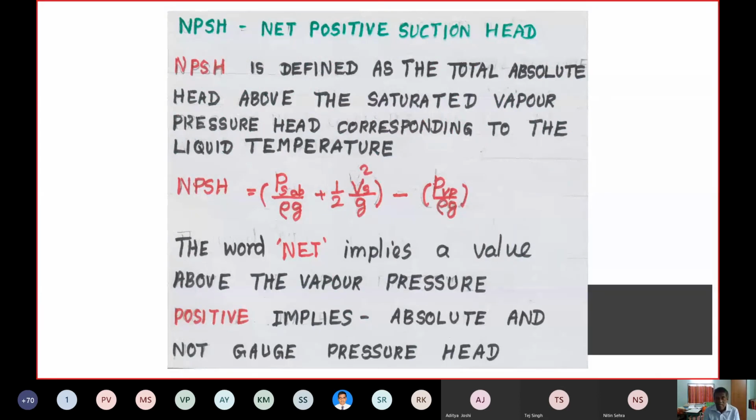Now the net positive suction head. The pump users and manufacturers talk about net positive suction head. It is connected with the suction side. The NPSH is defined as the total absolute head above the saturated vapor pressure head corresponding to the liquid temperature.